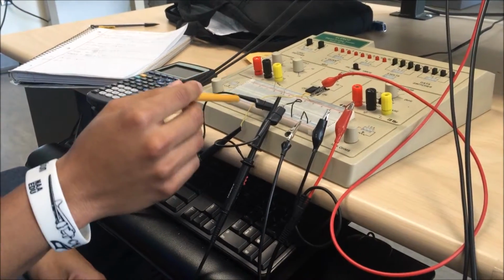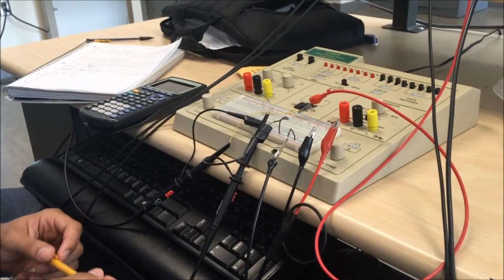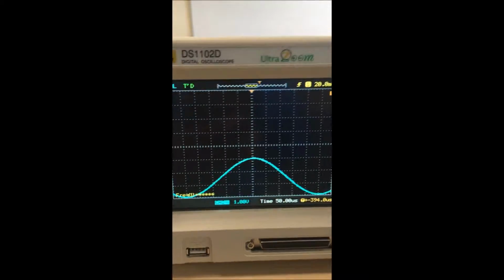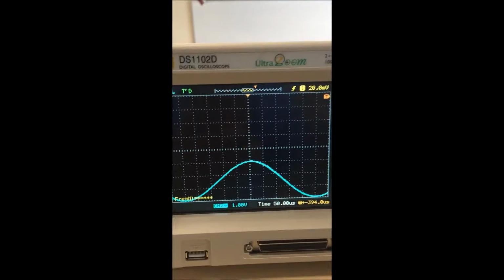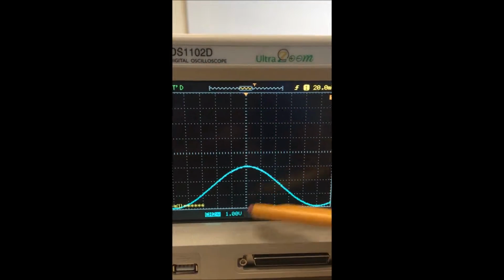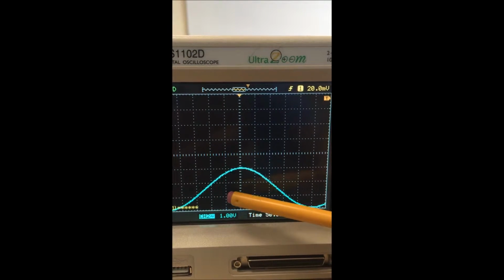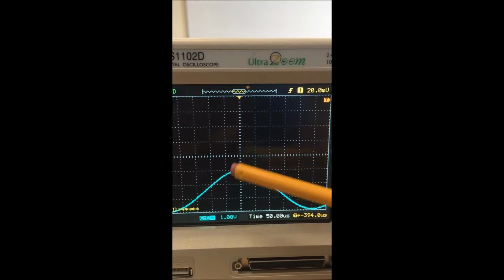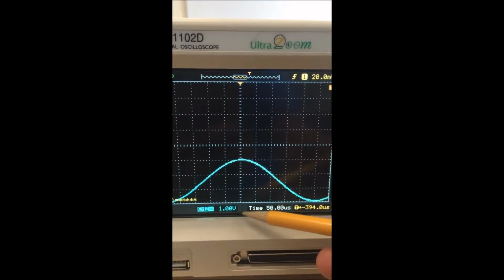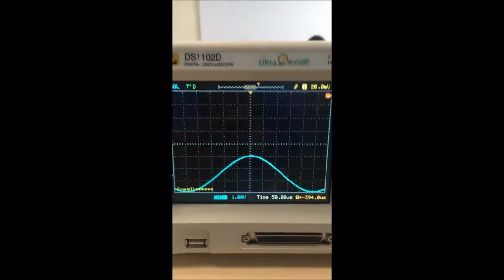This is the same circuit on the breadboard that we did in Multisim. To measure the voltage peak to peak, I have to count the blocks from the bottom of the oscilloscope right here to the top of the wave. I got 3 blocks times the voltage, which is 1. So I got 3 volts peak to peak.